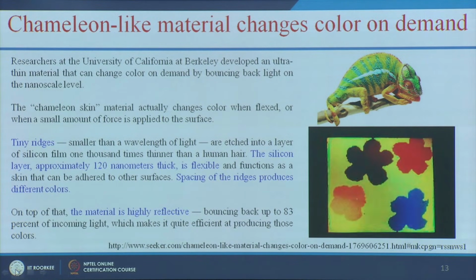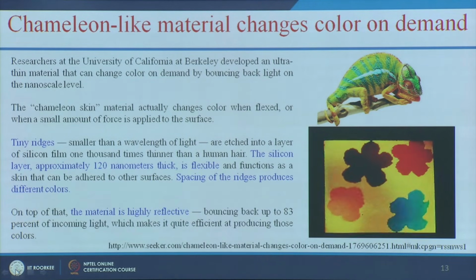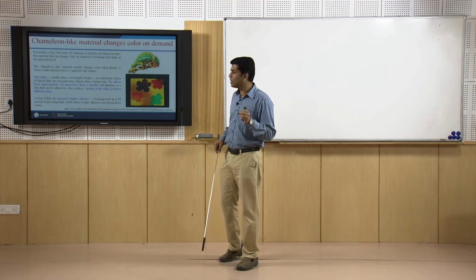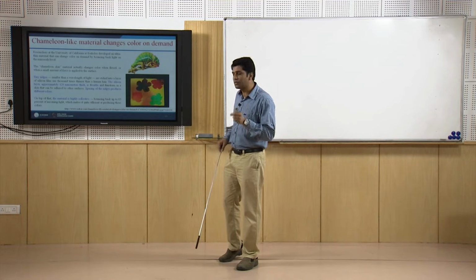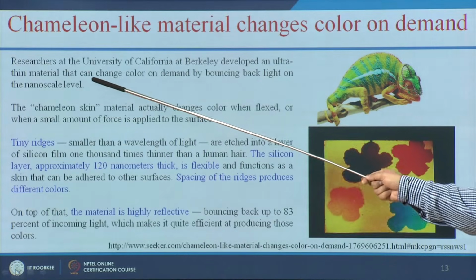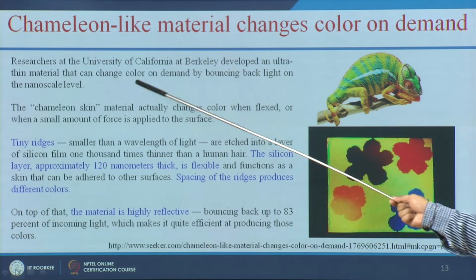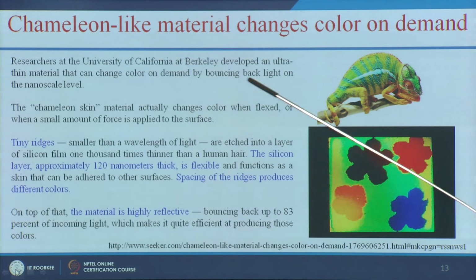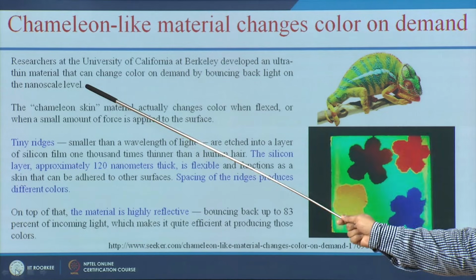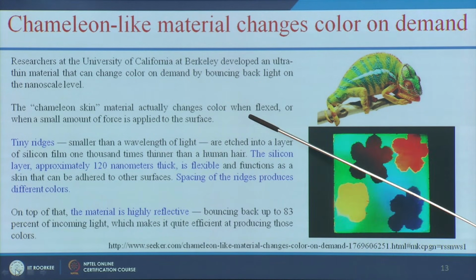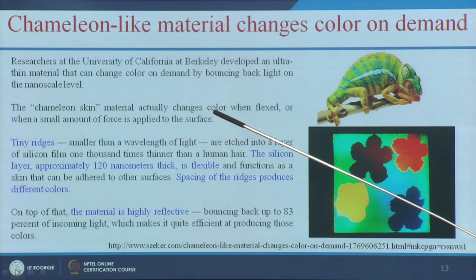So let us see another example, chameleon. You might have seen that a chameleon changes color according to the environment. So we can take the idea from that, we can make such kind of material which can change color when you apply a pressure or a small amount of force. Researchers from the University of California developed an ultra thin material that can change color on demand by bouncing back light at the nanoscale level. So this chameleon scale material actually changes color when you apply some force to it.